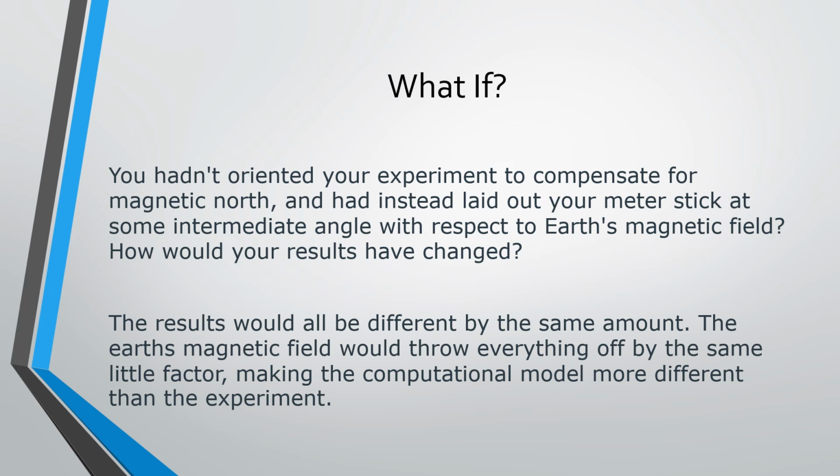For our first what-if question, we are asked, what if we hadn't oriented the experiment to compensate for the Earth's magnetic north, and how would our results have changed? The results all would have been different by the same amount, because we're not taking into effect the Earth's magnetic field, so it would throw all our results off by the same amount. It would make our computational model a little bit more different than the experiment, but all by the same degree.